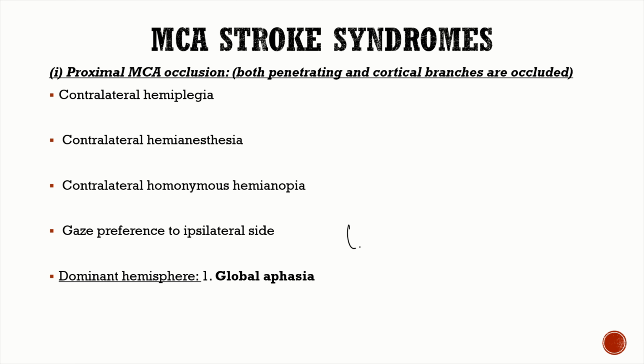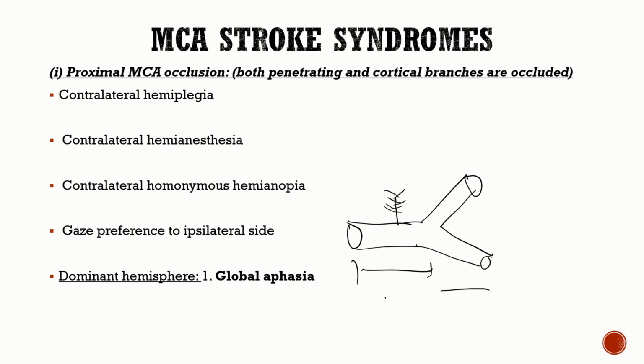So again, we'll just simplify the diagram we saw earlier. So we have the M1 segment. It's going to give the lenticulostriate branches, and then it splits at the M2 segment to the two M2 branches, that is the superior division and the inferior division. So this is the M1 segment and this is the M2 segment.